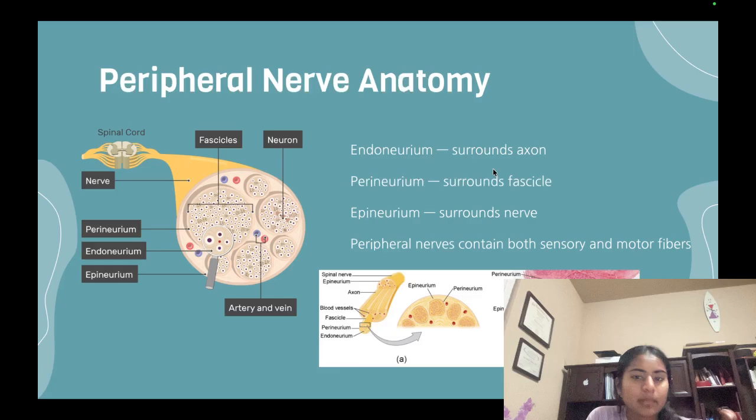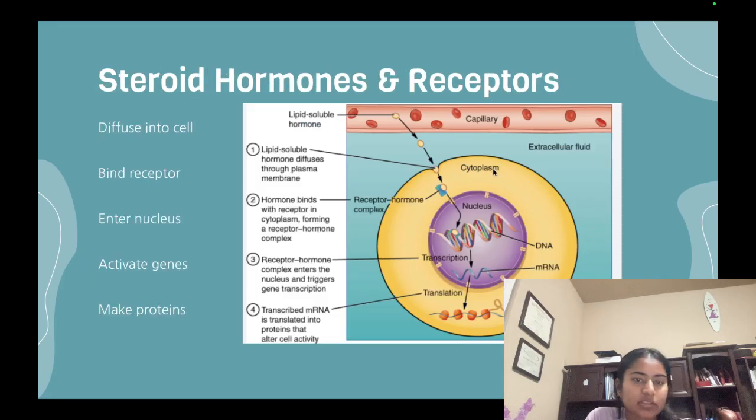Okay, so that's a little bit about the anatomy of the peripheral nerves. We're going to talk now about more steroid hormones and receptors. Steroid hormones work very differently from most of the other hormones just because they are lipid soluble. This means that they can dissolve right through the phospholipid bilayer of the cell without needing a membrane receptor. They don't need any channels or receptors for that.